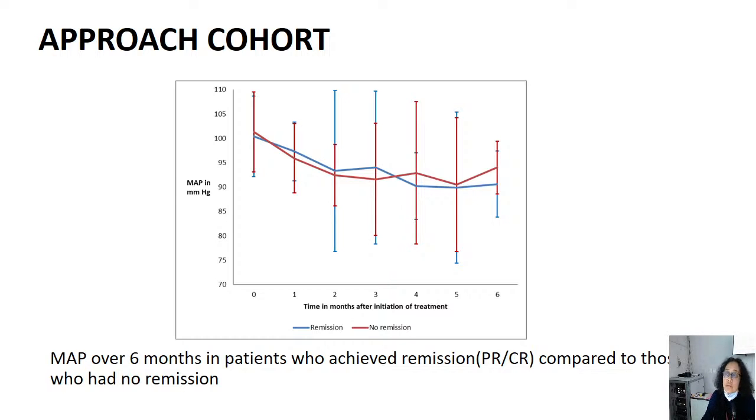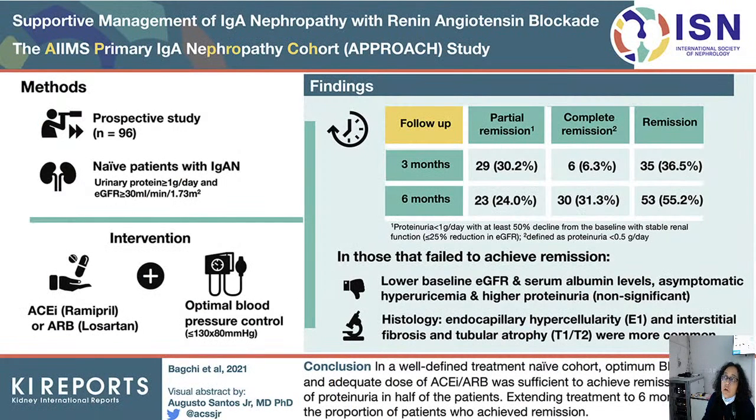We did not use any other supportive treatment other than what I showed earlier. We published this cohort late last year, and basically we found that the remission rates are better with 6-month therapy. So waiting and watching is a good policy. And those who fail to achieve remission are those who have severe disease clinically, low GFR, low serum albumin levels.